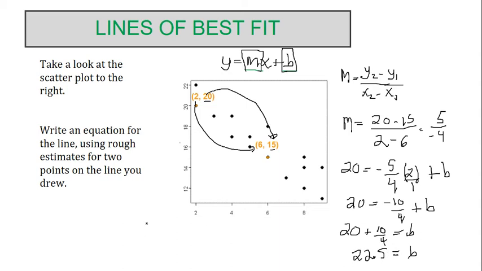All right, so now finally I can write the equation of my line of best fit, which is y equals the slope. Oh, there it is, -5/4 x plus 22.5. So if you're doing this and you're looking at a multiple choice quiz and you don't see 22.5 here, maybe it's because they wrote it as a fraction.